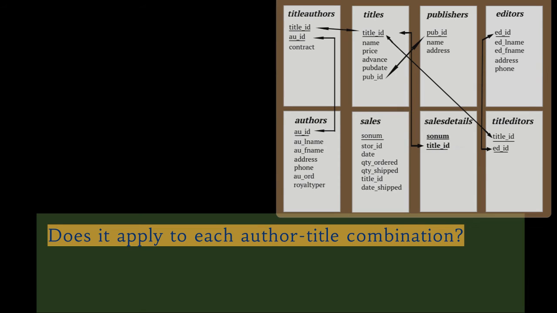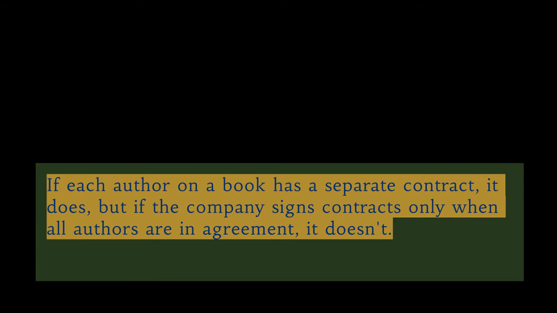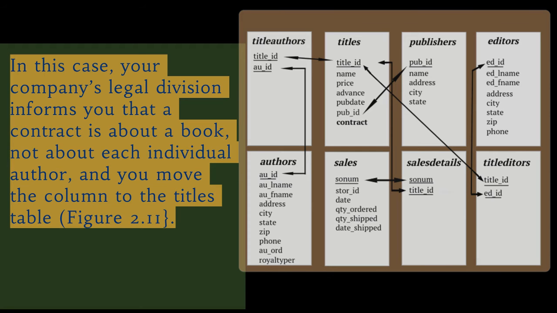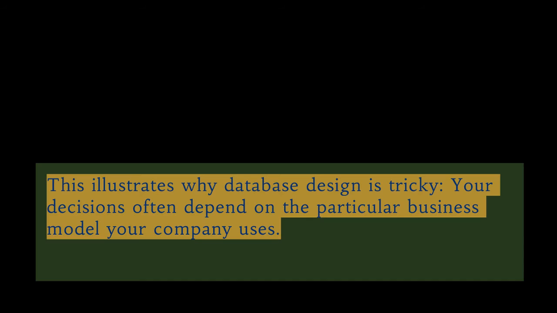Does it apply to each author title combination? If each author on a book has a separate contract, it does. But if the company signs contracts only when all authors are in agreement, it doesn't. In this case, your company's legal division informs you that a contract is about a book, not about each individual author, and you move the column to the titles table, figure 2.11. This illustrates why database design is tricky. Your decisions often depend on the particular business model your company uses.